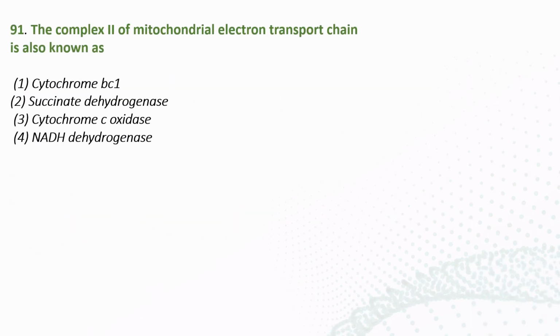What was the first question in the NEET Botany paper, code 45? Complex 2 of the mitochondrial ETC, electron transport chain, is also known as what? Here they are asking for the other name of this complex. Options were cytochrome bc1, succinate dehydrogenase, cytochrome c oxidase, and NADH dehydrogenase.